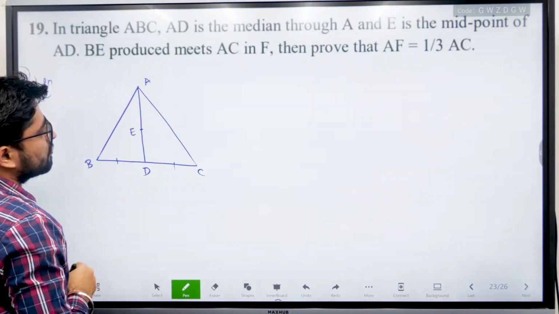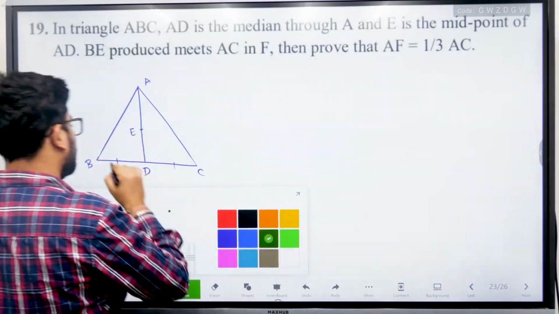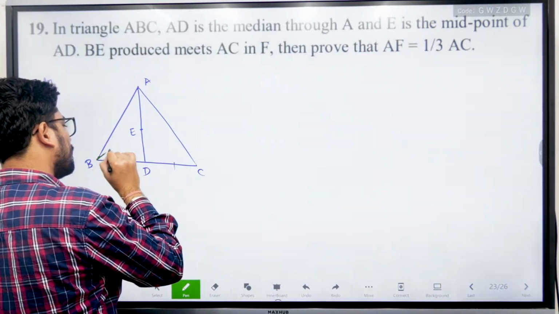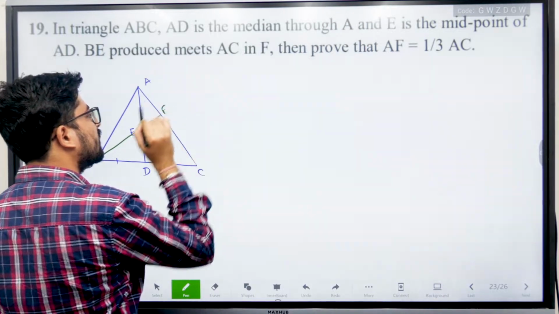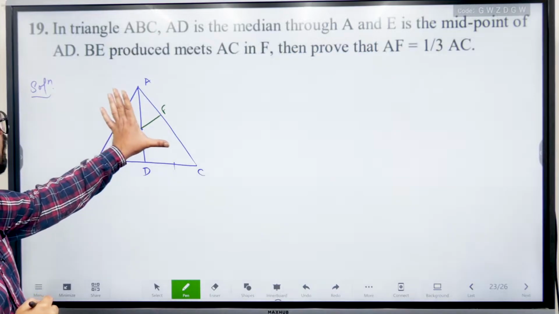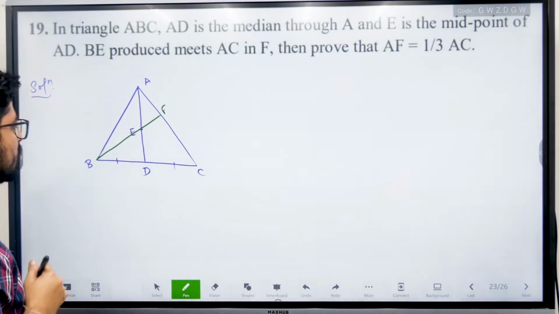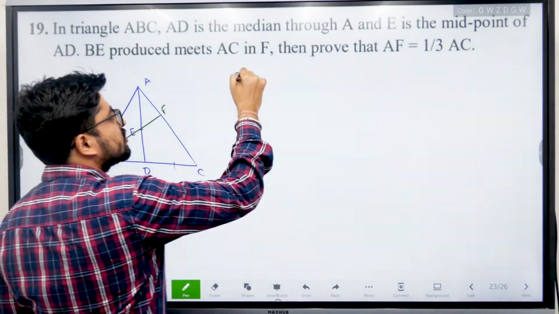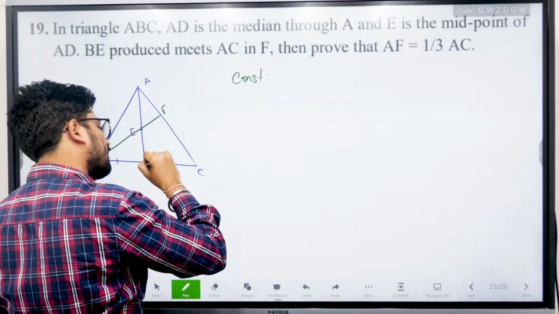Now BE produced meets AC at F. We have to prove that AF is equal to 1 by 3 times AC. So how can you prove it? We need some construction here. That construction is: draw a line.